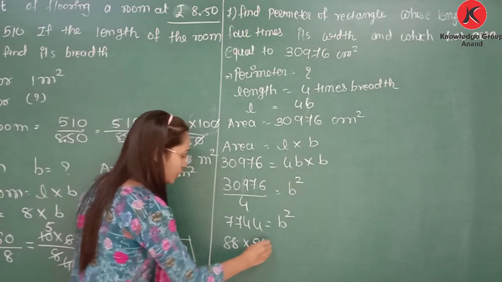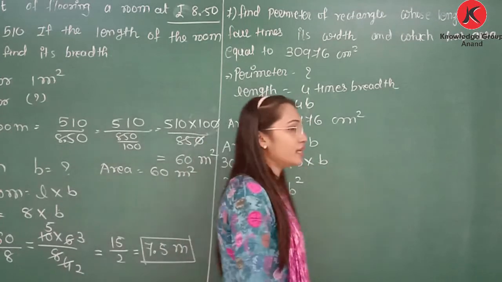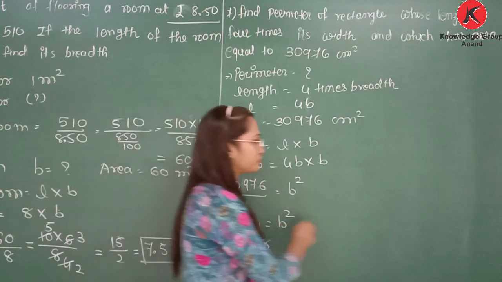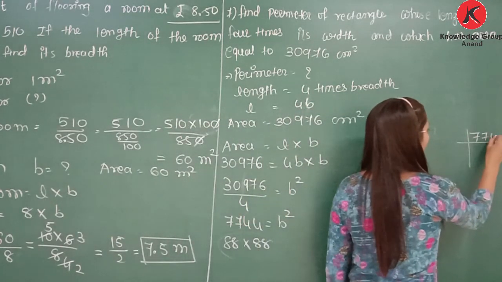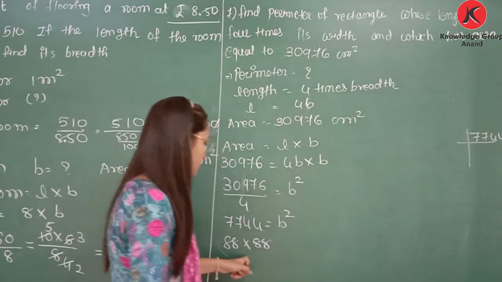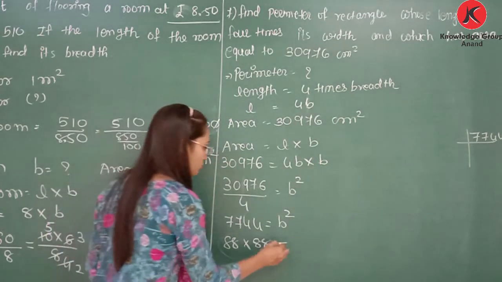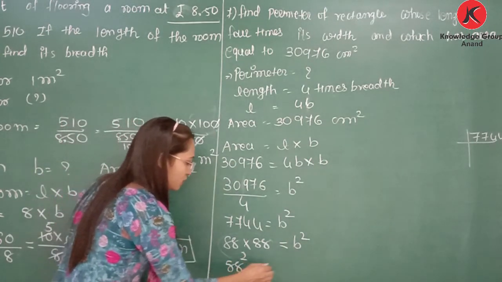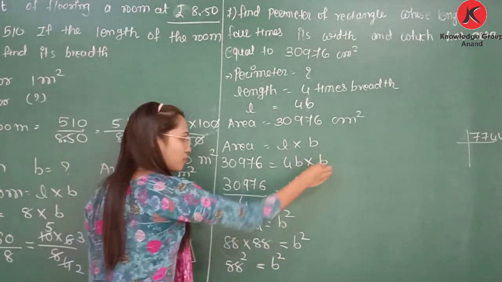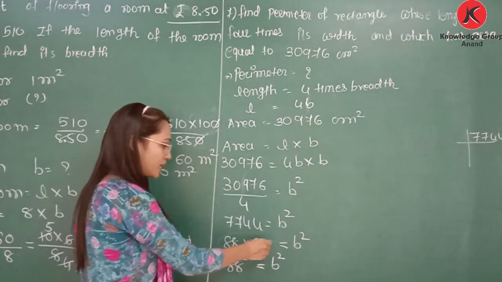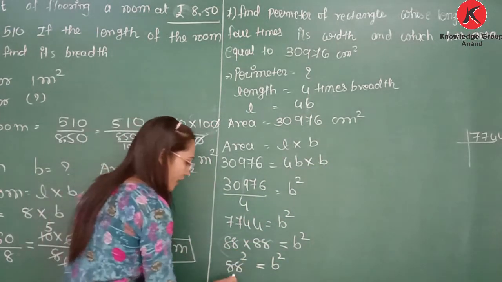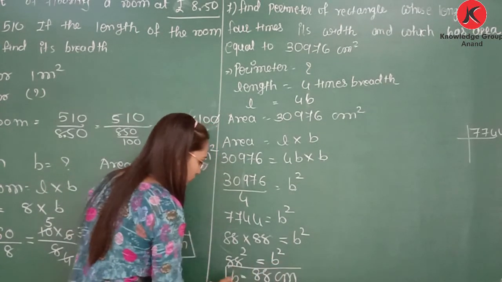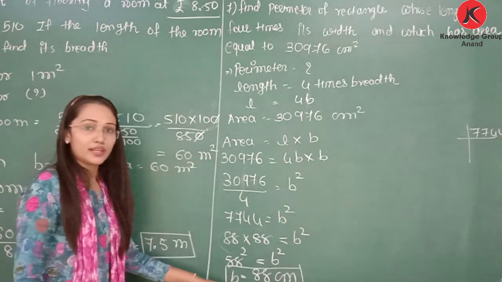7,744 is what? 88 multiply 88. If you find the factors of this, you already learned the prime factorization method. So find the factors for 7744 like this and you will get 88 multiplied by 88. So that is B square. 88 square is equal to B square. B multiplied by B is B square. That's why 88 multiplied by 88 is 88 square. So we can write B is equal to 88 centimeter. So we have the value of breadth, that is 88 centimeter.